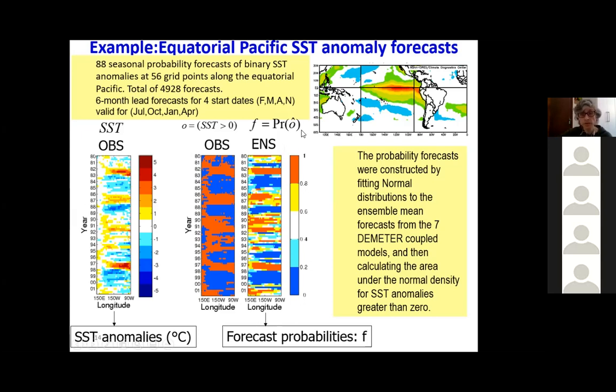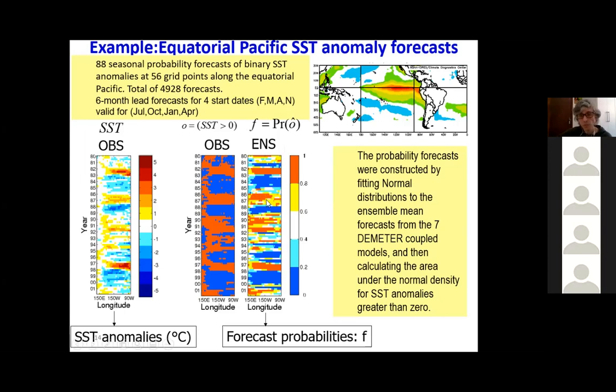And on the right here, we have the forecast probabilities that were derived from an ensemble of models, indicating the probability of observing a positive sea surface temperature anomaly. So the high probabilities are painted in darker colors in reds and lower probabilities in blues, indicating that when you have a high probability of a positive anomaly, it's in these colors. And when you have a low probability of observing a positive SST anomaly, you have the blue colors.